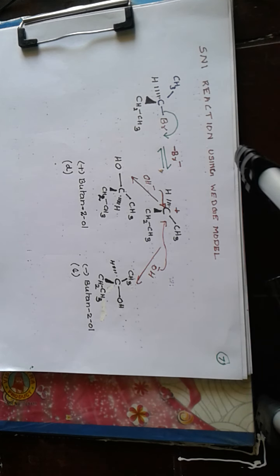Racemization is the process where equal amounts of enantiomers are formed, so that net optical rotation is 0.